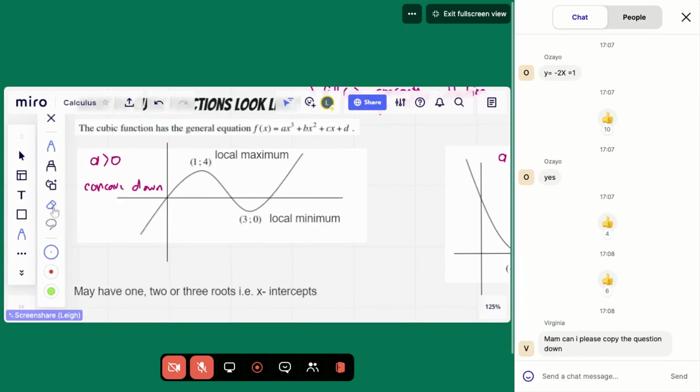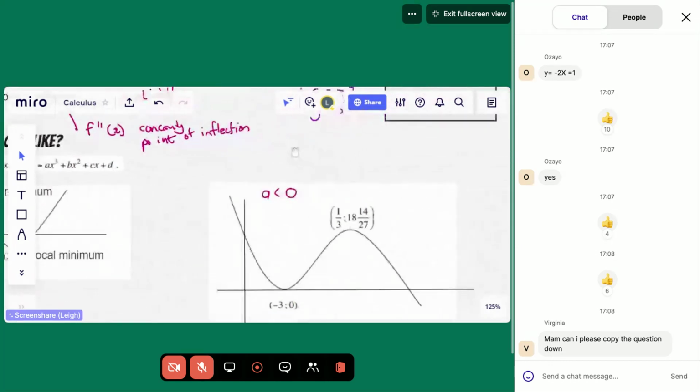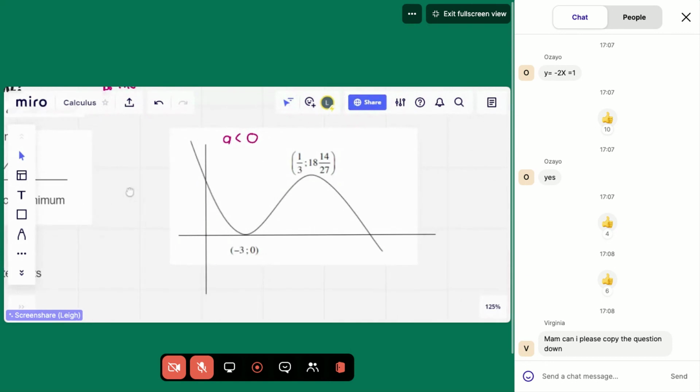So when I mean concave down, what I'm talking about is this section of the graph over here. So there, it's concave down. All right, and then it would be concave up. All right, when it comes to A being negative, we see a reversal of this. So in other words, the graph is first going to be concave up and then concave down.